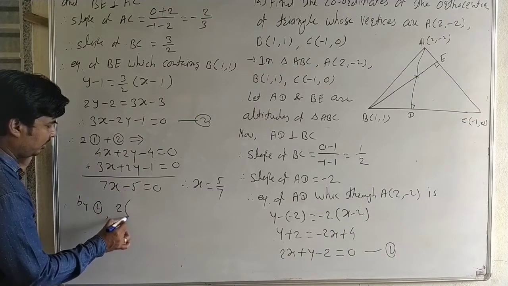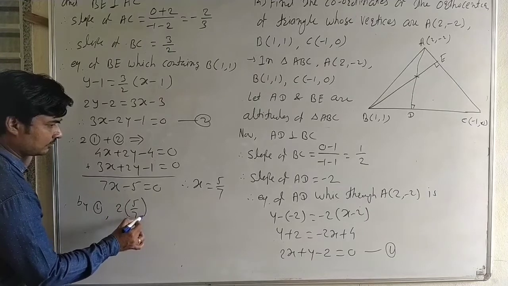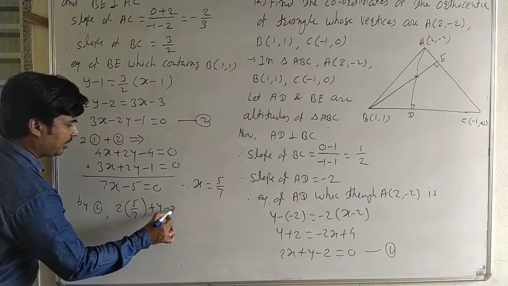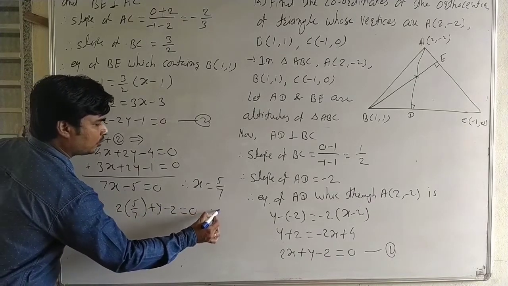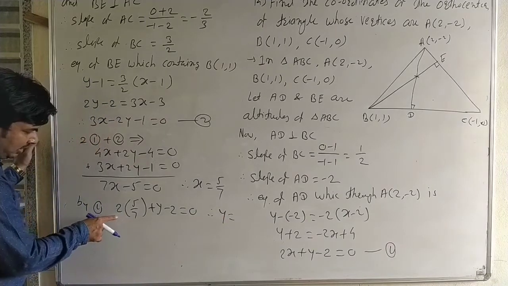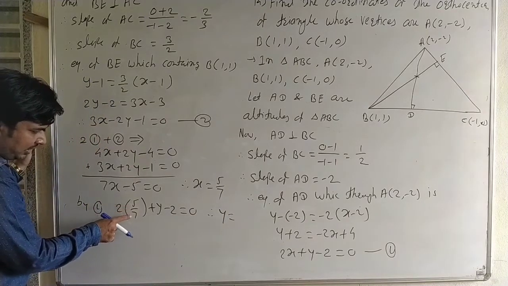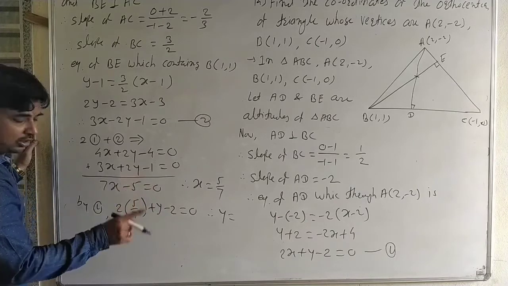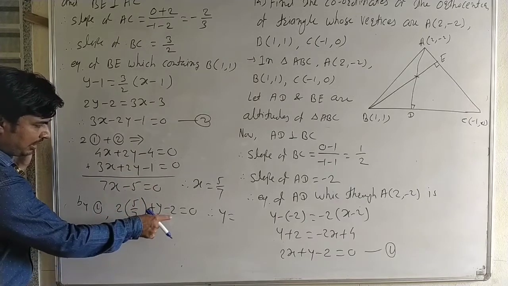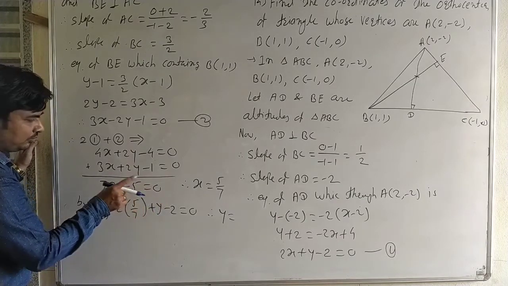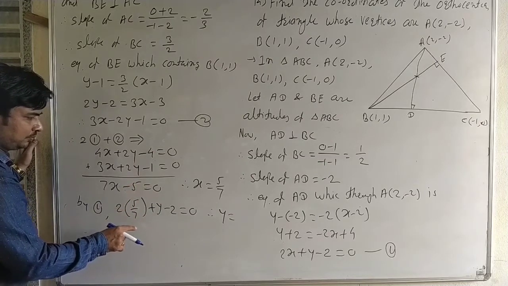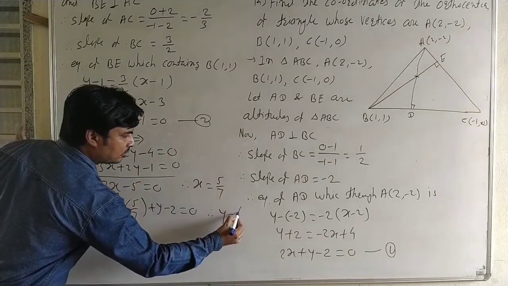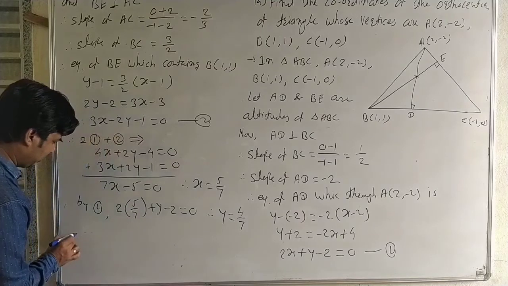Therefore, by equation number 1, 2 into 5 by 7 plus y minus 2 is equal to 0, and therefore y is equal to 10 by 7 minus 2. Calculate carefully: 10 by 7 minus 2, that is 10 minus 14, that is minus 4 by 7, and so y is 4 by 7.